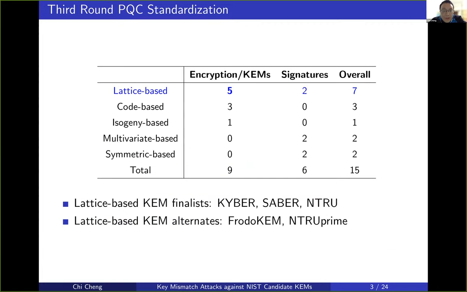Now in the third round of PQC standardization, we still have five encryption schemes or KEMs, and among them, five are based on lattices, with three finalists. We all know they are Kyber, Saber, and NTRU, and we also have two alternates, FrodoKEM and NTRU Prime. So what we want to do is, next slide, please.